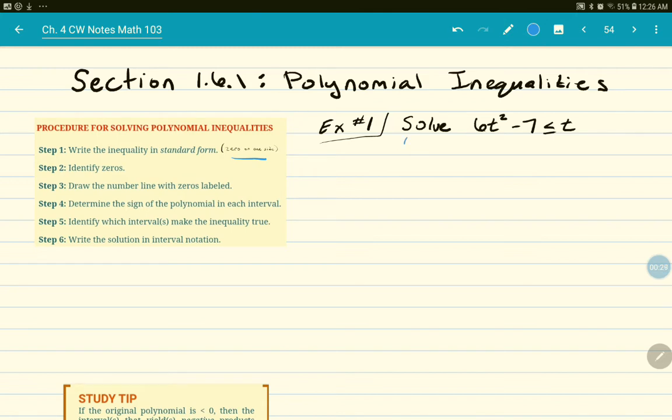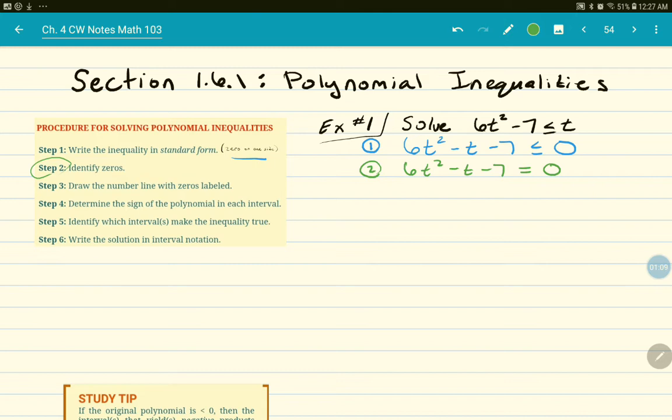So in standard form, this one would look like 6t squared, and then I want to move the t to the other side, so I subtract t from both sides and get this. So now it's in standard form, so that's my step 1. Now for step 2, let's do step 2 in green. Now we're going to identify the zeros. To do that, I have to set it equal to 0. So I'm going to change that inequality sign to an equal sign so I can solve and find the zeros.